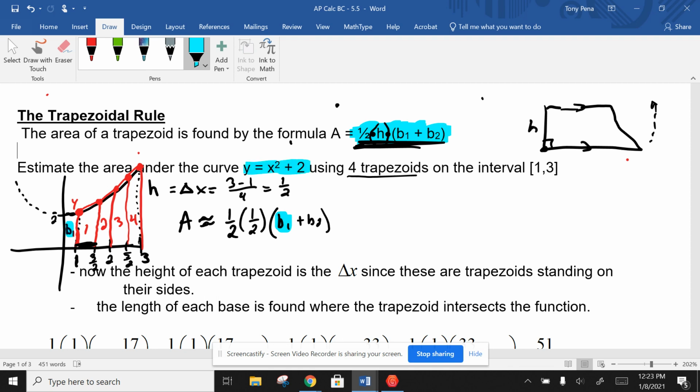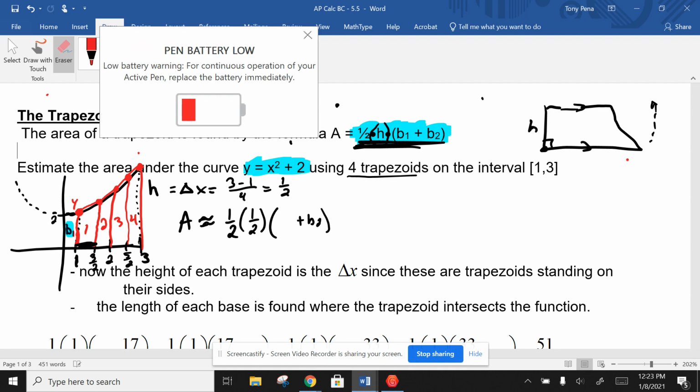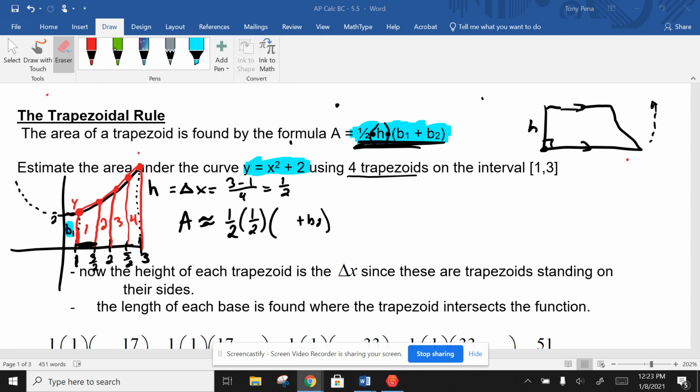So here's our equation. Plug in the x coordinate of a 1. And when you square 1, add a 2 to it. That first base should be 3. All right.